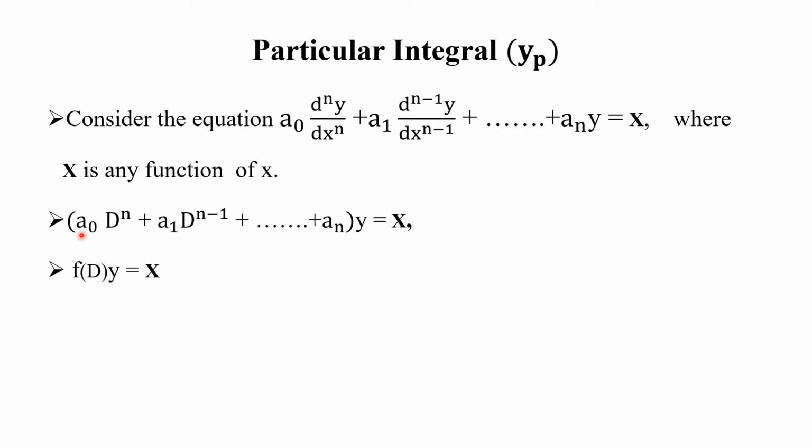This expression a0 D^n + a1 D^(n-1) + etc. up to + an can be written as F(D). So this equation reduces to F(D) y = X. Now the particular integral yp is equal to 1 by F(D) of X. Here, y = 1 by F(D) of X, so that is the particular integral. So we have written yp = 1/F(D) X.